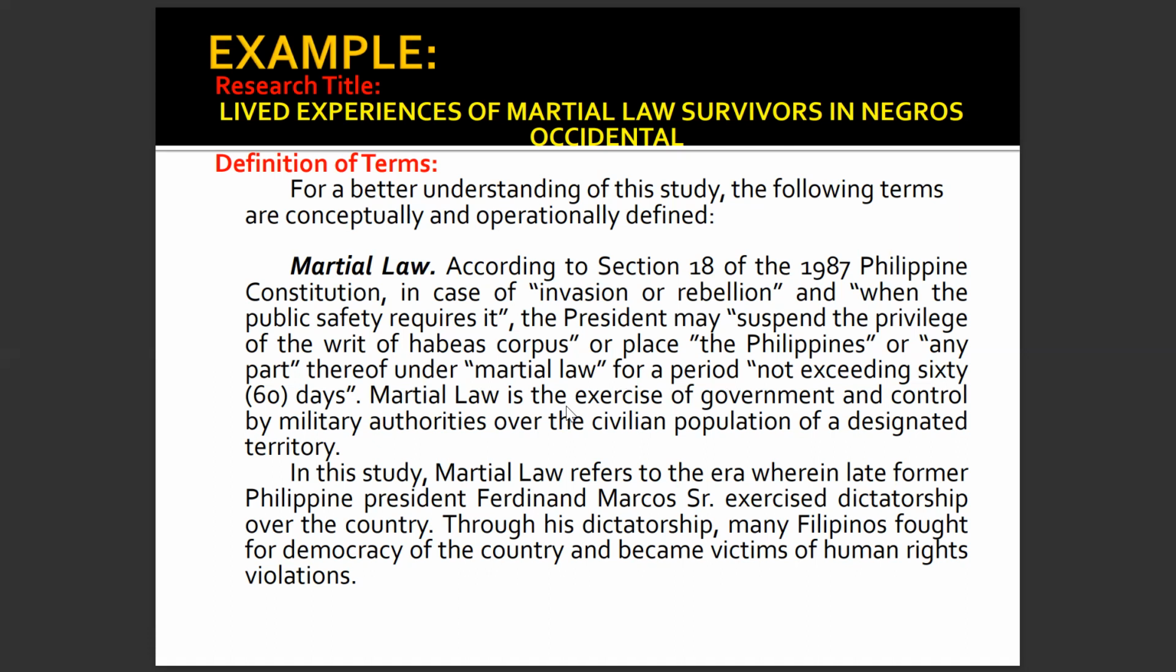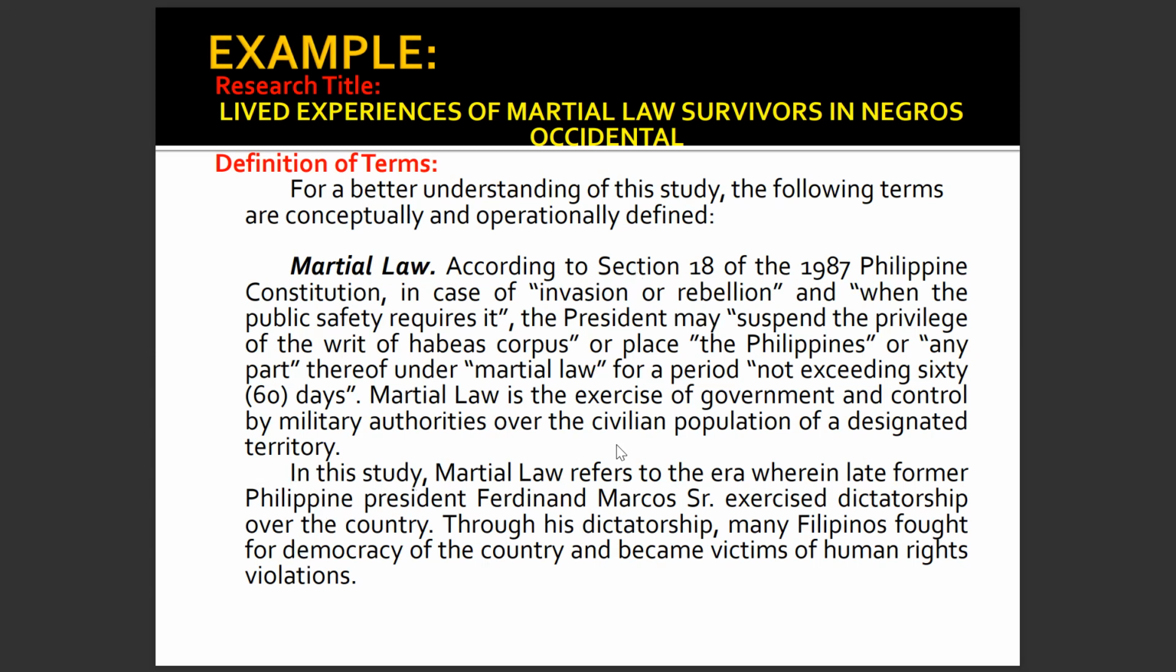Martial law is the exercise of government and control by military authorities over the civilian population of a designated territory. So in this case, martial law, although we cannot see any authors here, we have an absolute definition from the Constitution itself. So it's based on Section 18 of the 1987 Constitution. So it's the conceptual definition of martial law.